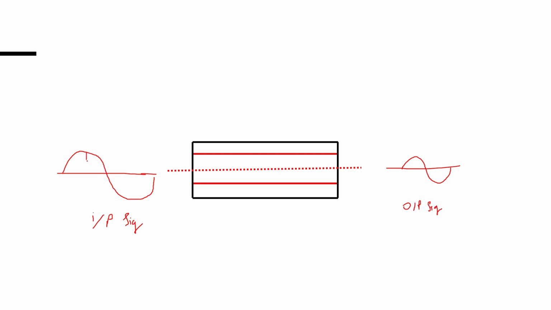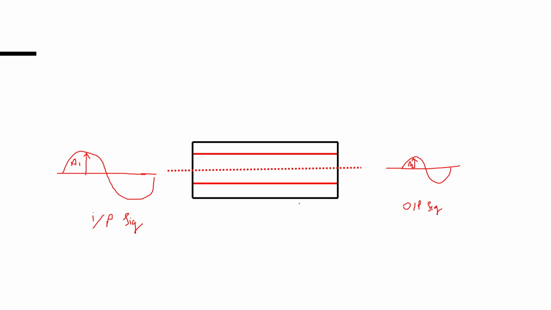And this is the amplitude. A1 is the amplitude of the input signal, and A2 is the amplitude of the output signal. So you can see here the amplitude of the output signal is very much less as compared to the input signal. So this is known as attenuation. The amplitude of the signal is reduced during the transmission, and this is known as attenuation.